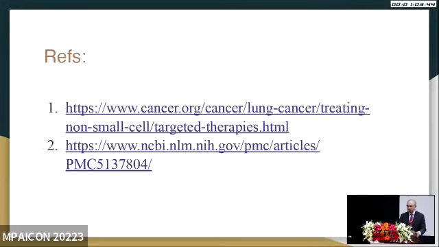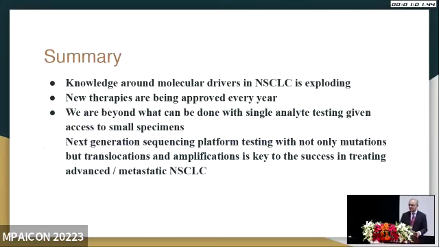So, summary: knowledge around molecular drivers in non-small cell lung carcinoma and lung carcinoma in general is exploding. New therapies are being approved every year, and we are beyond what can be done with single analyte testing. So, the aim is to move on to a platform like NGS, which can look at multiple biomarkers at the same time. Next generation sequencing platforms will test not only mutations, but translocations, amplifications, copy numbers, and others.